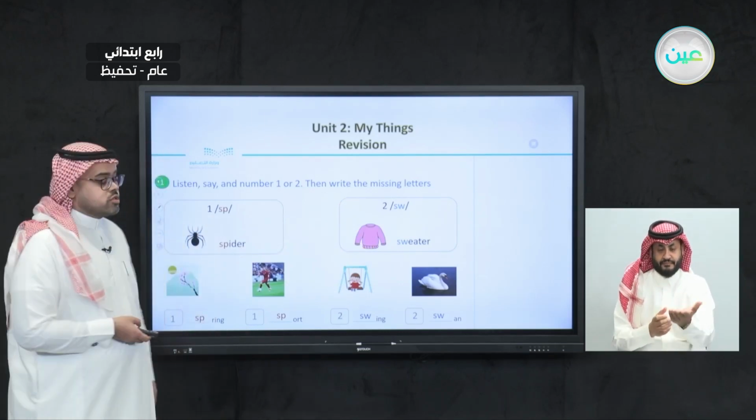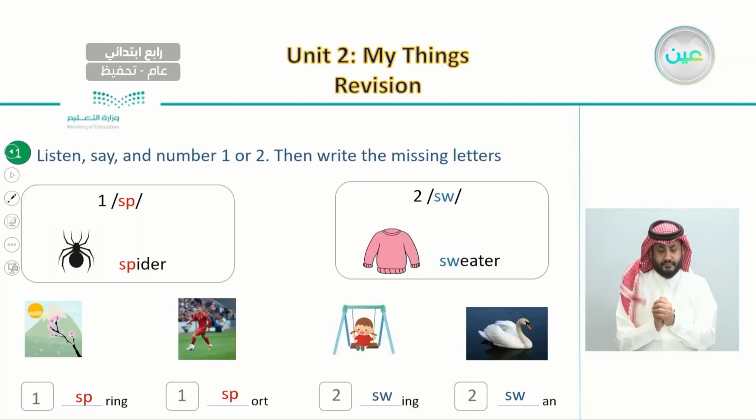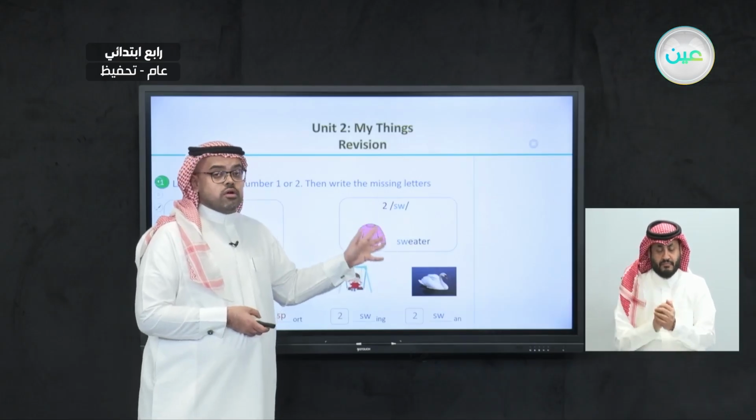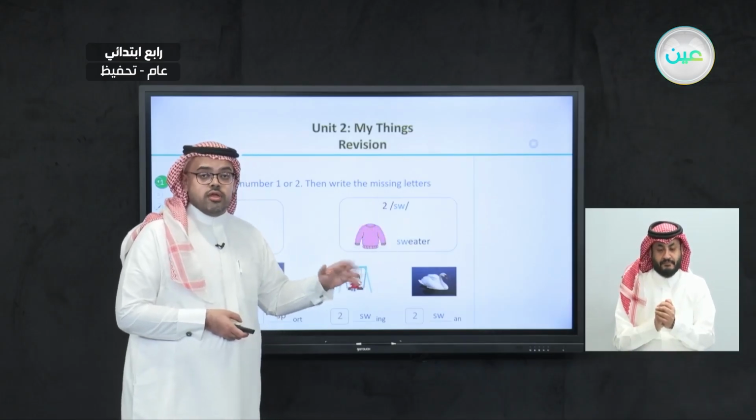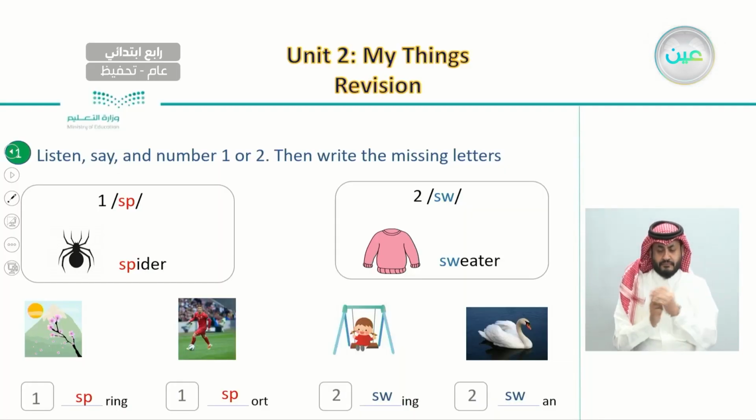So let's start with the first one. So the words with the first sound with S and P are spider, spring, sport. Very well. Now let's listen to the words of the second sound that starts with S and W. Let's listen to them. Number 2, words that start with S and W.